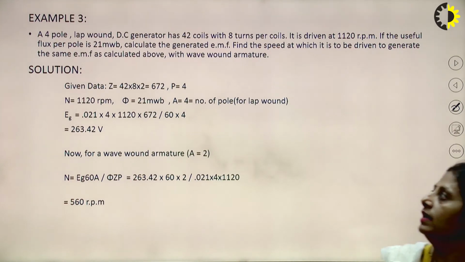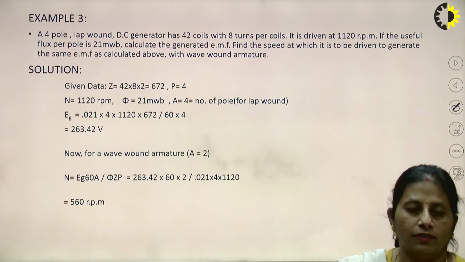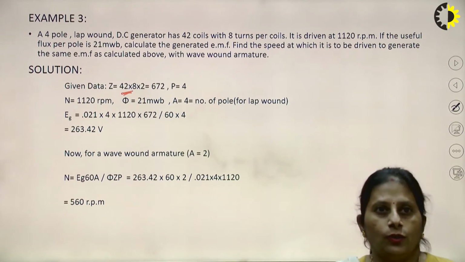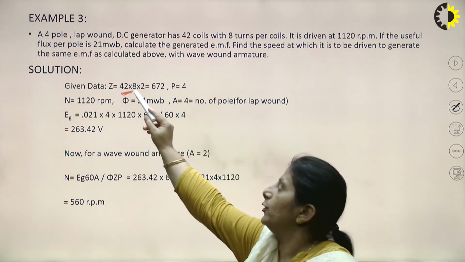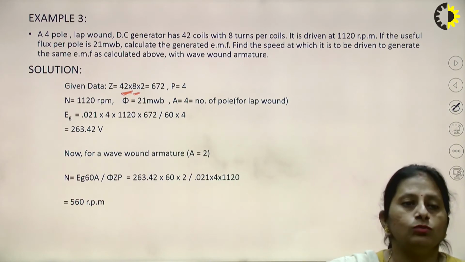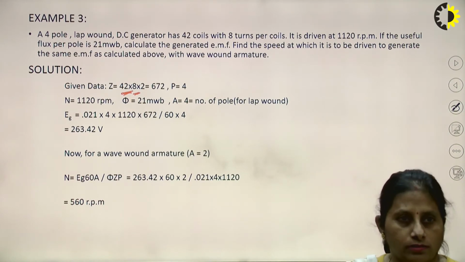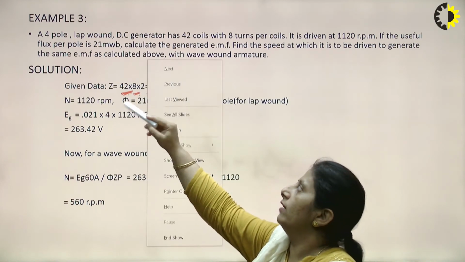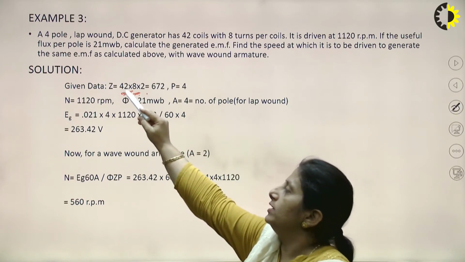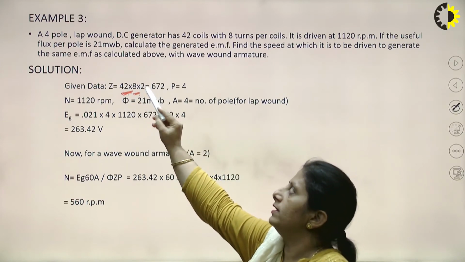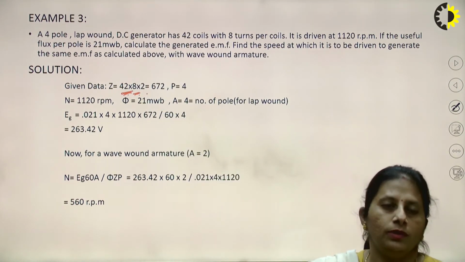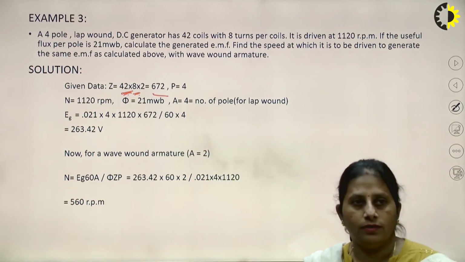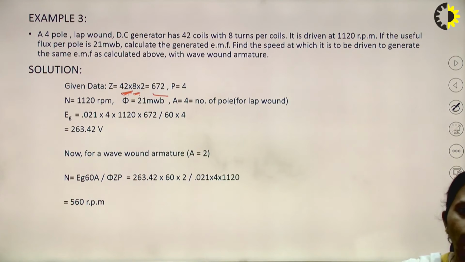For the total number of conductors, we have 42 coils, and each coil has 8 turns per coil. So that is 42 into 8. And each turn has 2 conductors, right? So that becomes 42 into 8 into 2. That gives me 672. The number of poles is 4, speed is 1120, the flux is 21 milliweber.